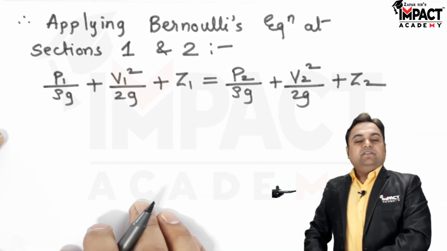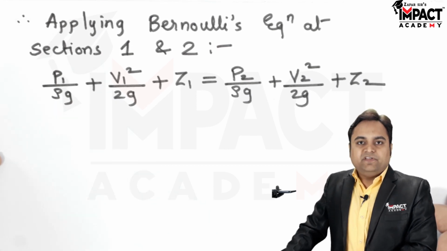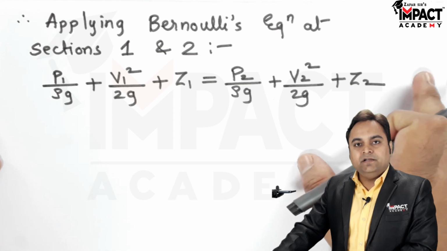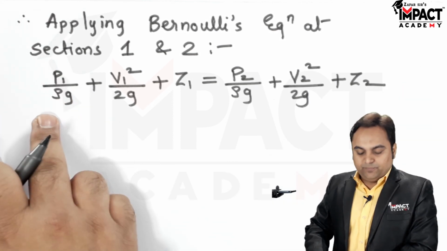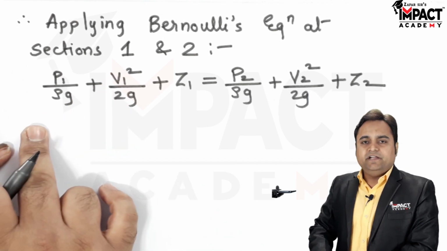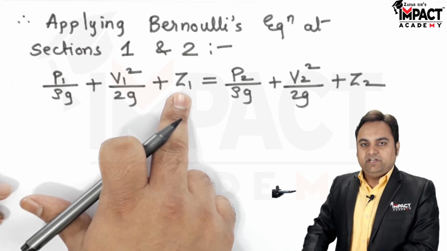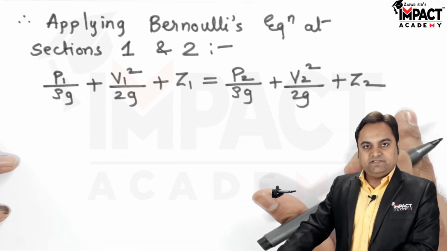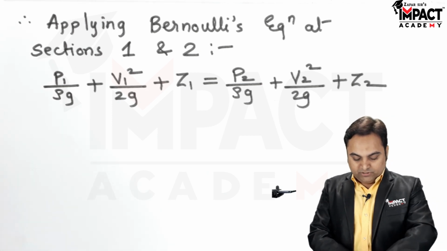Now since it is given in the problem that the frictional losses are to be neglected, I am not adding the head loss due to friction here. So the Bernoulli's equation is P1 upon rho g, which is pressure head at inlet, V1 square by 2g, kinetic head or velocity head at inlet, Z1 is the datum head or potential head at inlet, similarly at the exit. Now this is the general Bernoulli's equation.